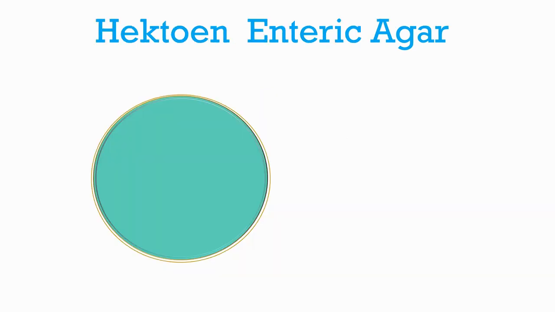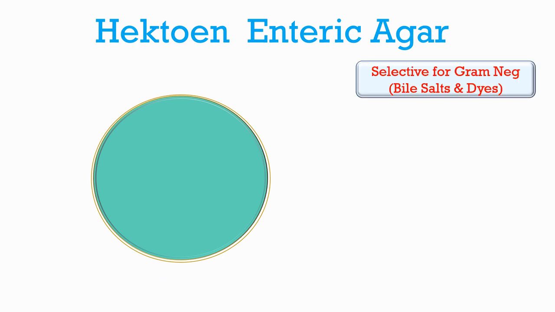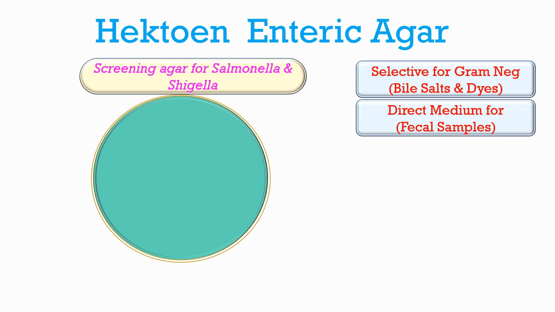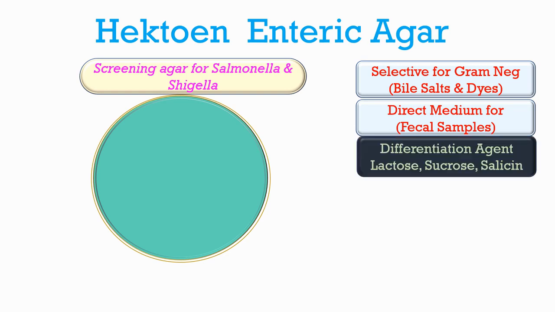Moving on to Hektoen Enteric agar, that is selective for gram-negative organisms by inhibiting gram-positive organisms with the help of bile salts and dyes in the medium. It is a direct medium for fecal samples to increase the yield of enteric pathogens. It is primarily a screening agar for Salmonella and Shigella species and differentiates them from heavy numbers of normal flora.